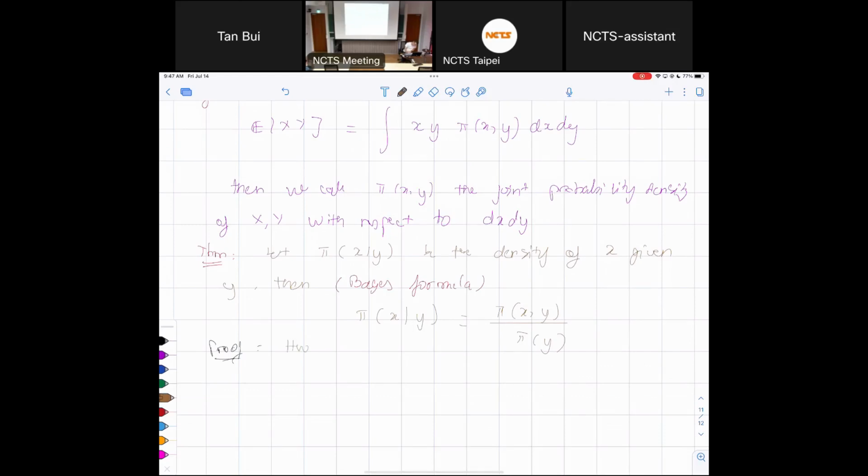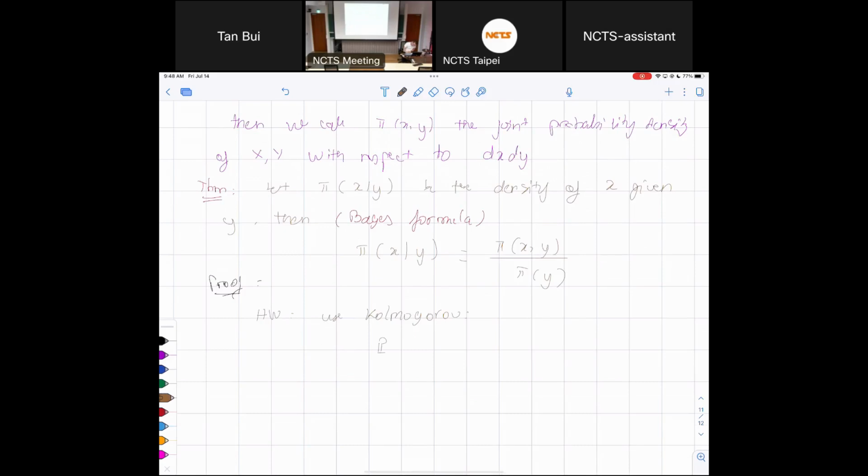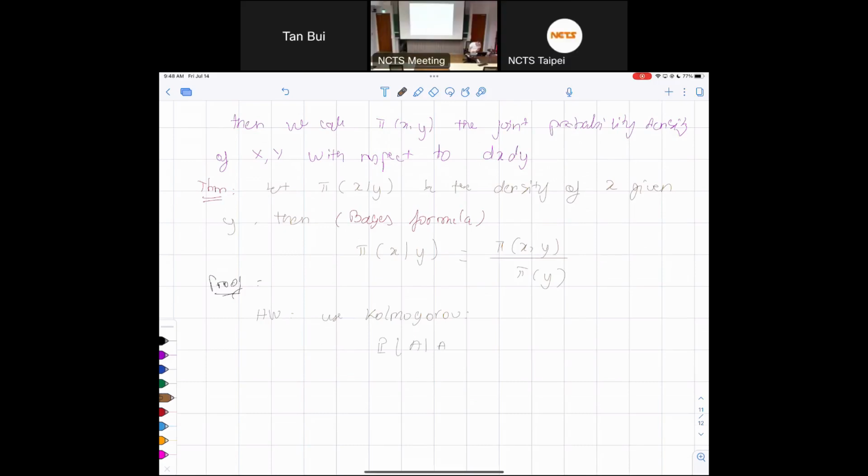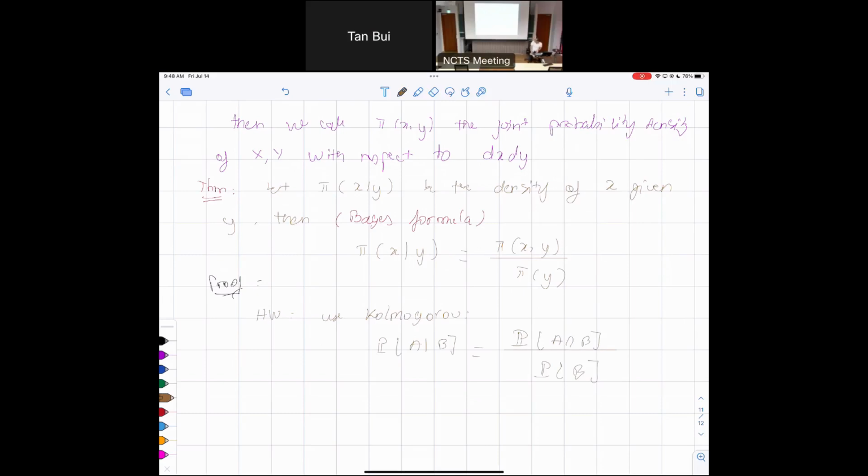Homework here: use Kolmogorov. Remember that Kolmogorov says that the probability of A given B is equal to the probability of A intersect with B, divided by the probability of B. So you can use the Kolmogorov formula to prove Bayes theorem easily by using infinitesimal arguments. So check that what we have there is actually a direct consequence.